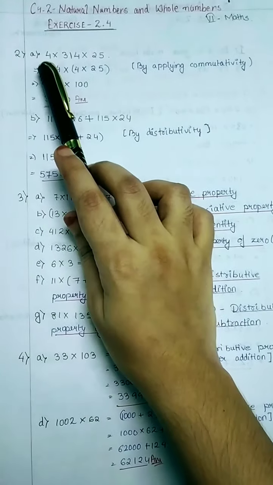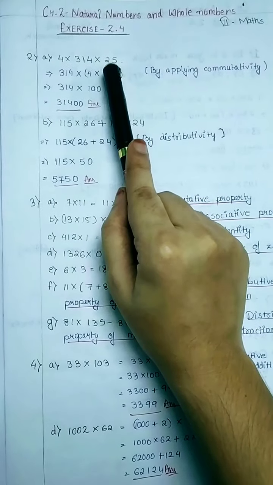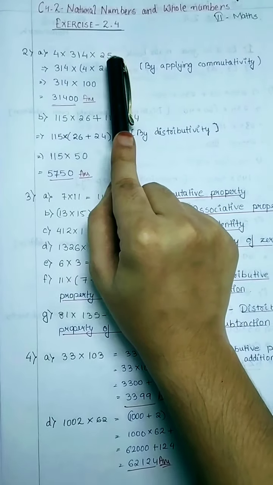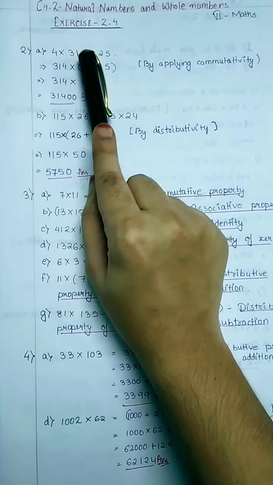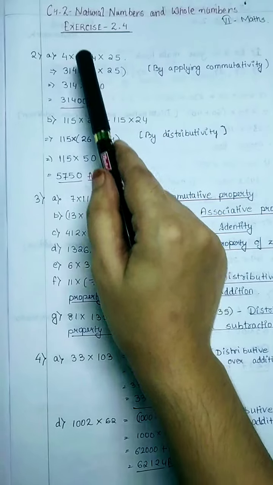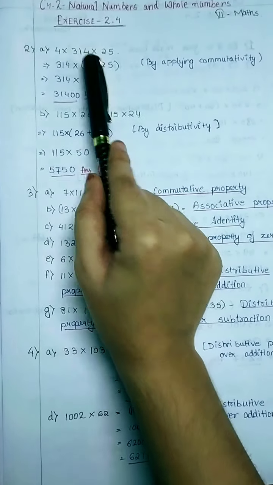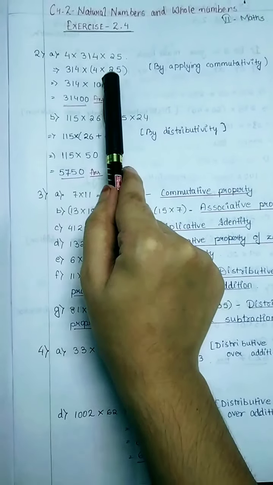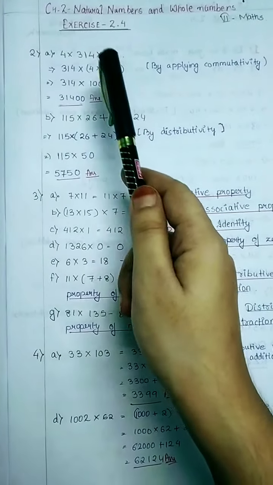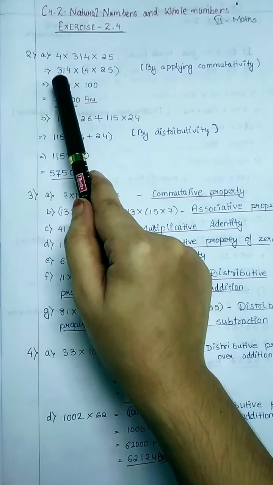Okay, so first question, 4 multiply 314 multiply 25. As you can see, when you multiply 25 into 4, that will give you 100. This is easier to multiply than multiplying 314 by 4 or by 25. So what we are doing here is reshuffling it. 314 will come first and 4 will go over here. This property of changing the places of the numbers is known as commutative property. You can write A into B is equal to B into A, meaning the first number has become the second and the second number has taken the first place.